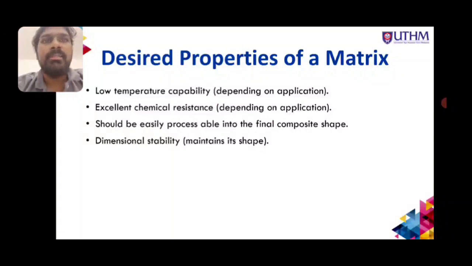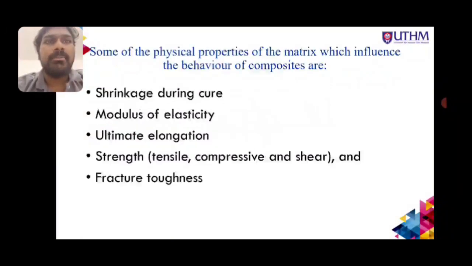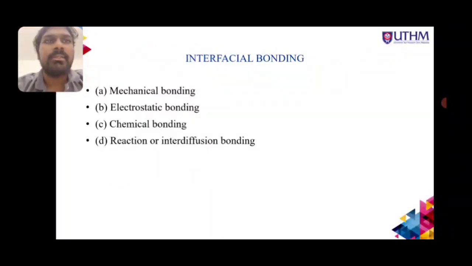Dimensional stability. Some of the physical properties of the matrix which influence the behavior of the composite are shrinkage during cure, modulus of elasticity, ultimate elongation, strength, and fracture toughness. For interfacial bonding, there are four types: mechanical bonding, electrostatic bonding, chemical bonding, and reaction and diffusion bonding.